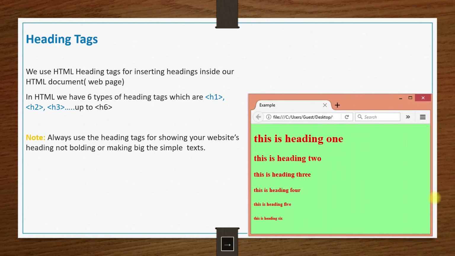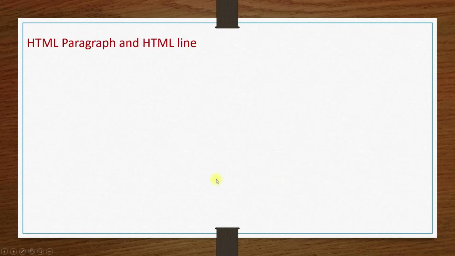Look, as I told you, we have 6 kinds of headings: heading 1, 2, 3, 4, 5, and 6. Heading 1 has the biggest and the boldest text, and heading 6 has the smallest ones. And we'll work on an example in which all these headings are used. Don't worry about that. So we go to the next title, which is HTML paragraph and HTML line.